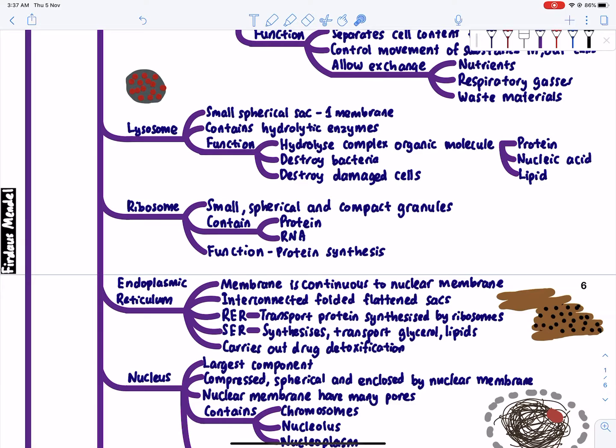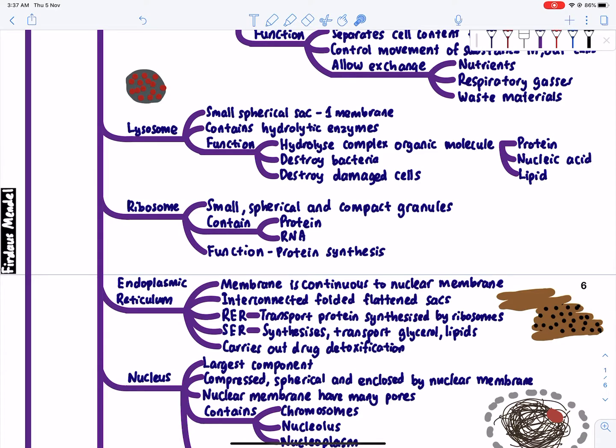Small spherical compact granule containing protein and RNA. Function: protein synthesis. For example, the hormone. Another one is enzyme, being synthesized or produced by the ribosome.